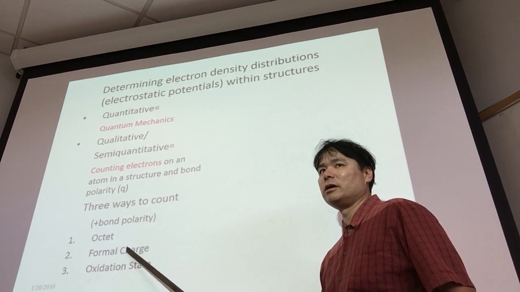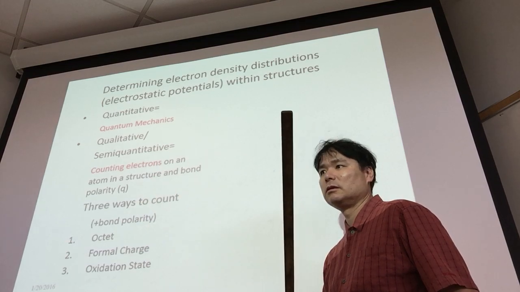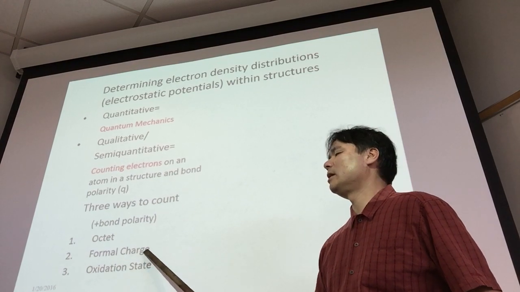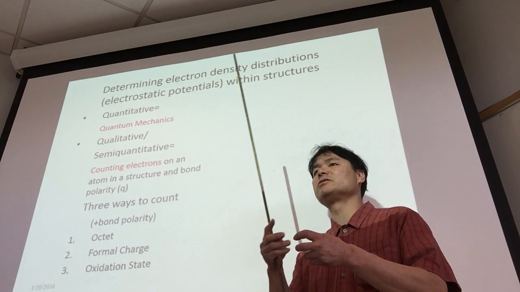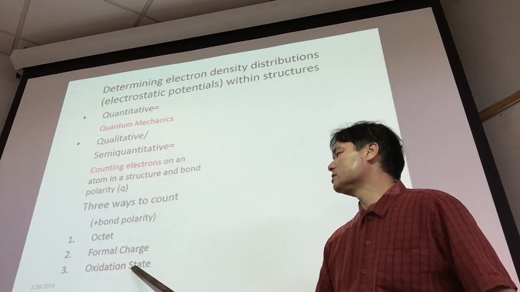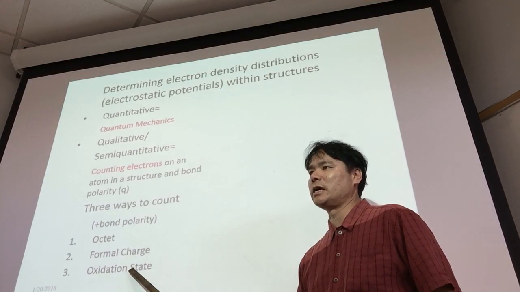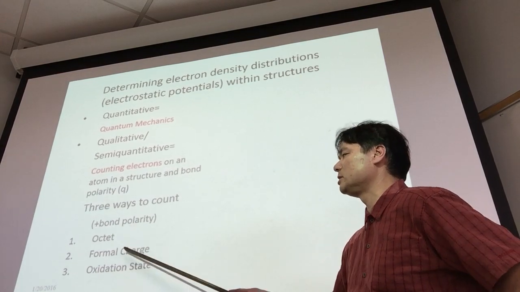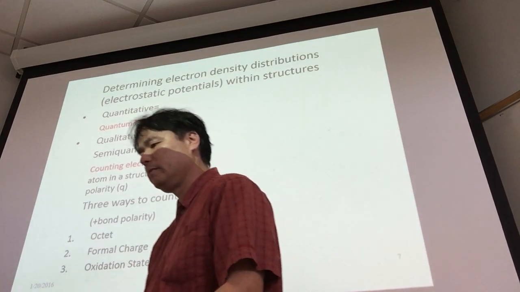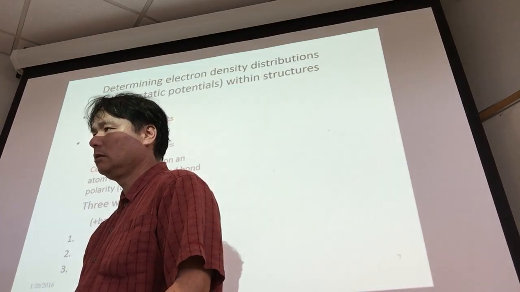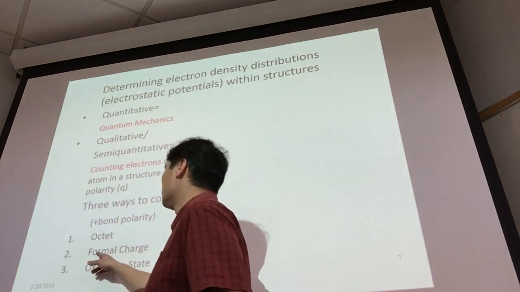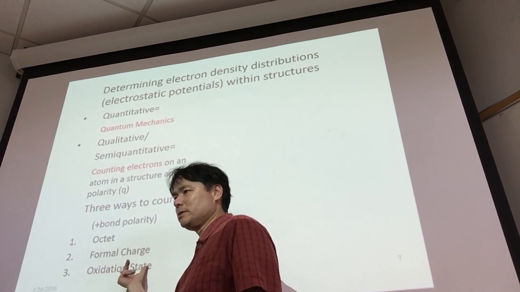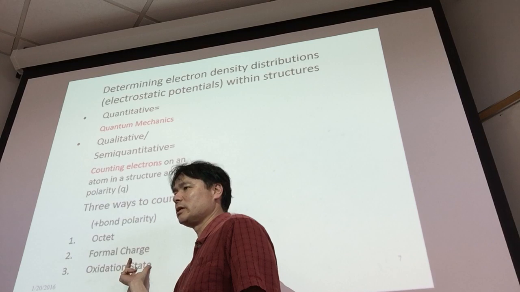Formal charge assumes what? It assumes the bonds are 100% covalent, so if you have bonding electrons, they're split 50-50. Oxidation state assumes the bonds are 100% ionic. And then we have bond polarity. Bond polarity is somewhere between the two extremes. So which one assumes that the bonds are covalent? Formal charge assumes all the bonds are 100% covalent. Oxidation state takes the opposite assumption and assumes the bonds are 100% ionic.